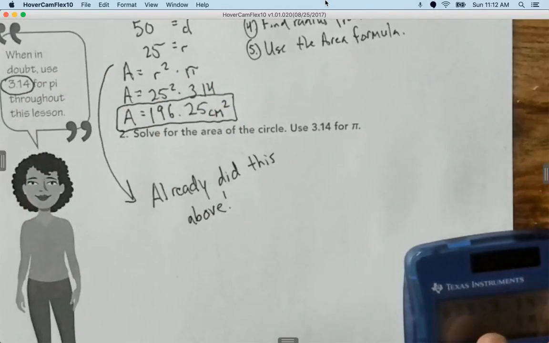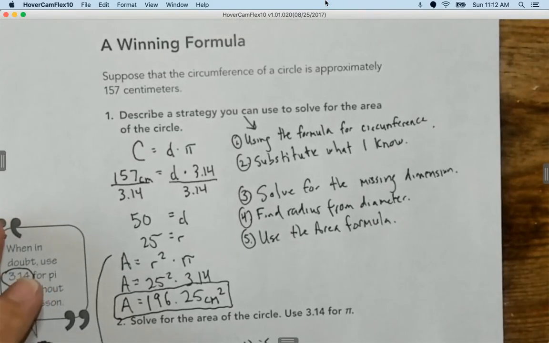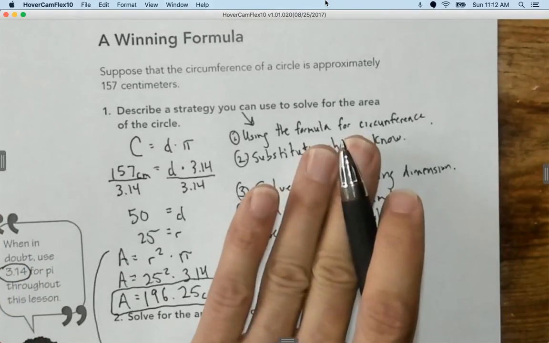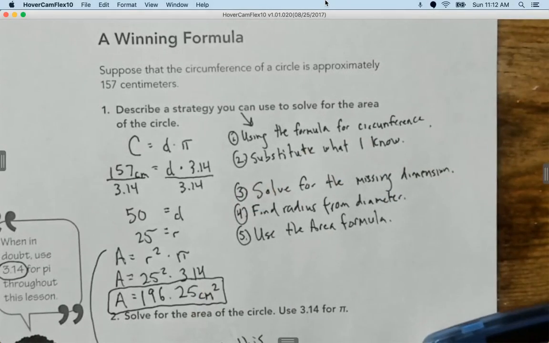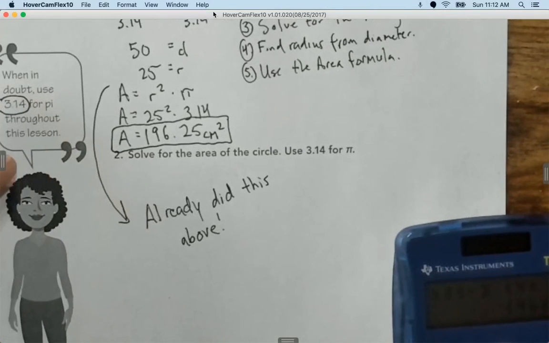So in question one, and this happens from time to time, they wanted me to describe what I would do. So I described what I would do. And then in question two, they're saying, go and do it. Well, I already did it in question one. So that is the end of my getting started.